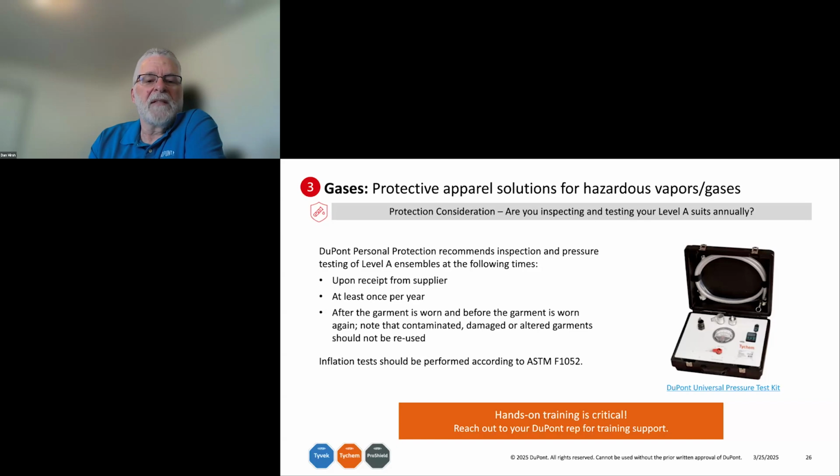So the test is a pressure test, and we sell a kit that you can see there that allows you to do the pressure test, and you need to do a visual inspection on it as well. And if the garment is ever worn, before it is put back into service again, it needs to be tested. Note that if it's contaminated, damaged, or altered, it should not be reused. And there is an ASTM standard, F1052, that is the standard for inflation testing. And our kit has a very good descriptive pamphlet that walks you through it.